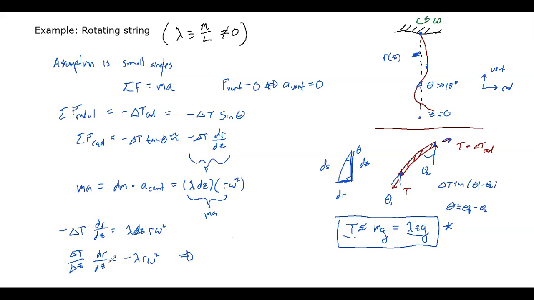And what you end up with in a continuum limit, so I'm going to replace star here, is essentially d by dz of T, but I'm going to call T lambda zg, dr dz, equals minus lambda r omega squared. It's a really funky omega.